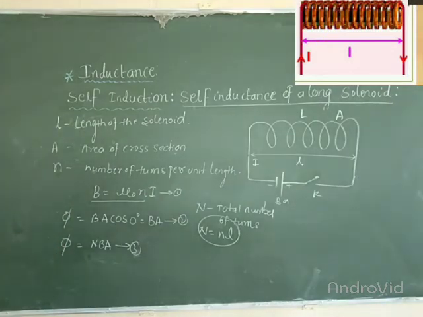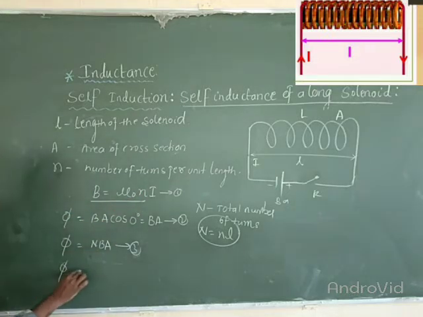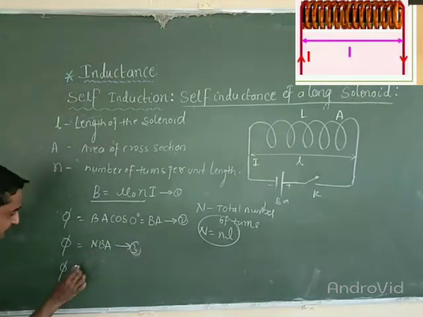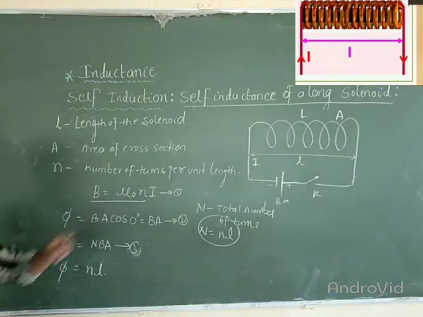So from these three expressions, what can we write here? B is equal to mu naught n I. Therefore, phi is equal to what we can write here? This N is equal to n into l. B is equal to mu naught n I.